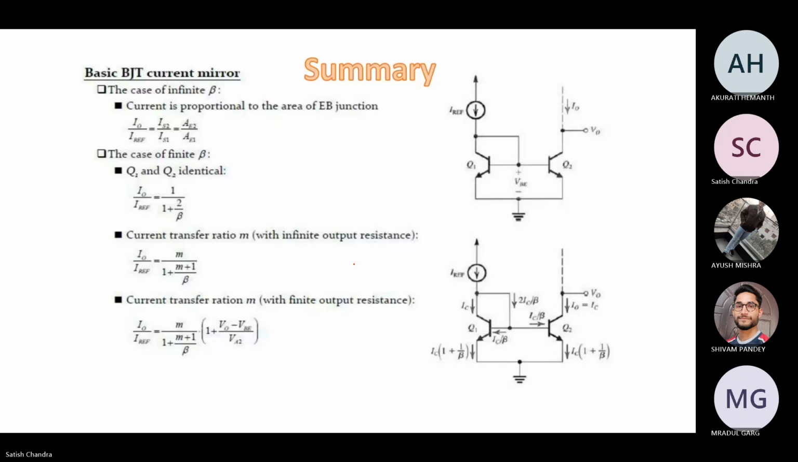So that is all the basic part of the BJT current. If I look into that, it depends on the emitter base junction. And we can say the core equation will be this one. And if the beta is finite, we get the value like this. And if we have an area transfer ratio M, then we have the value like this. And if you consider the early effect, then we are going to have an equation.